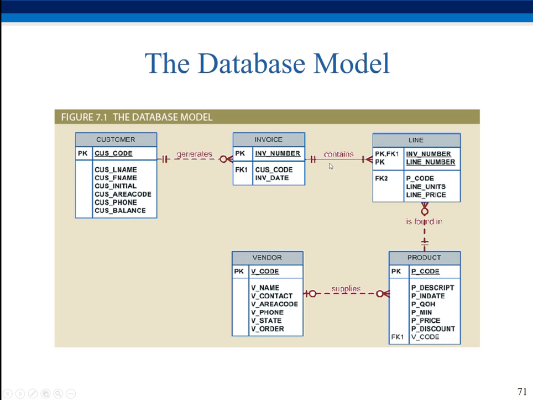Now you have here one and only one, because you can only have one invoice header. I prefer to use invoice header and invoice detail or invoice line. The book is using this over here as line, and that's perfectly fine because they're line items.